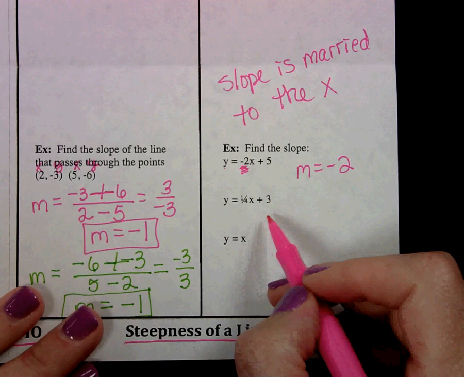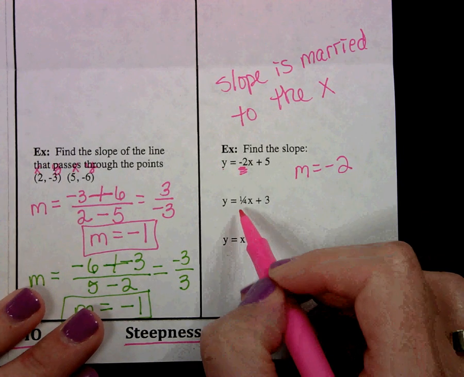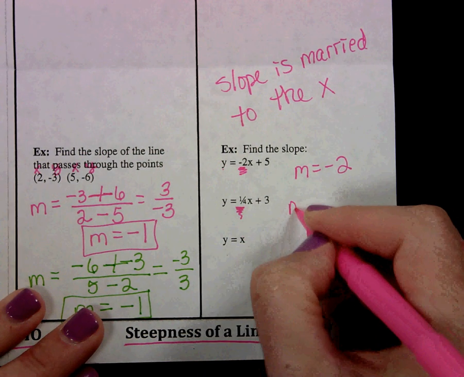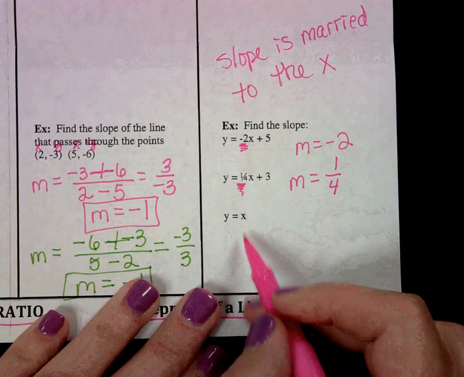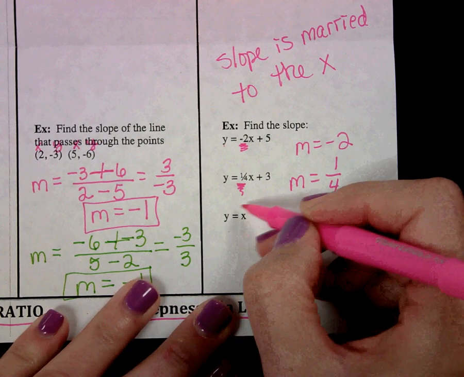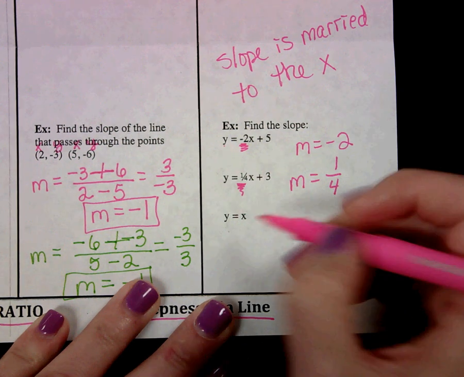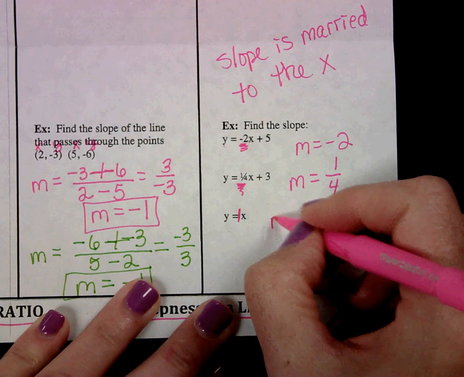Okay, looking at the next equation, y equals 1/4 x plus 3. Our slope is simply 1/4. This one might be a little bit tricky. There is no number married to the x, or there's none appearing. Remember, when we don't have a number like that, it's understood that that is a 1, and so the slope would be 1.